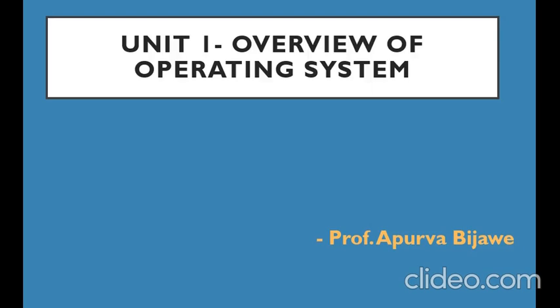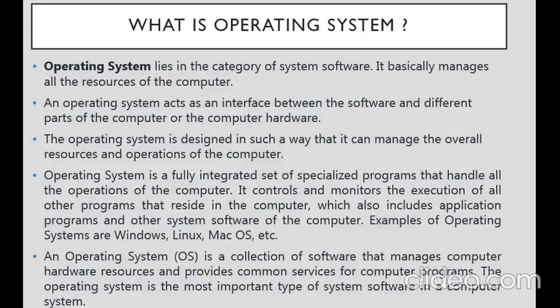So basically what is operating system? Operating system is an important part of any computer system. The purpose of operating system is to provide an environment in which user can execute programs in a convenient and efficient manner. So operating system lies in the category of system software. It basically manages all the resources of the computer.